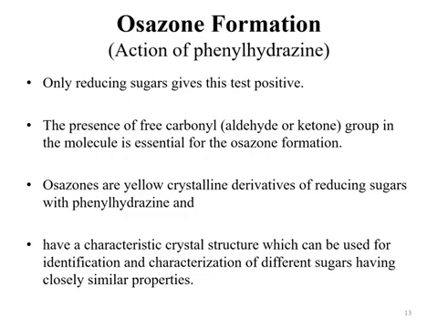The next important chemical property of carbohydrates is osazone formation, which is the action of phenylhydrazine. Only reducing sugars give a positive test for osazone formation. The presence of a free carbonyl group, which is an aldehyde or a ketone group, in the molecule is essential for osazone formation. Osazones are yellow crystalline derivatives of reducing sugars with phenylhydrazine and have a characteristic crystal structure which can be used for the identification and characterization of different sugars having closely similar properties.